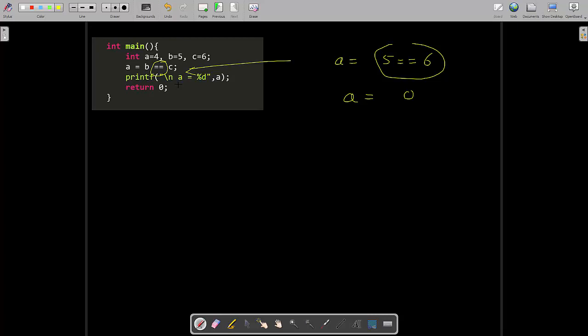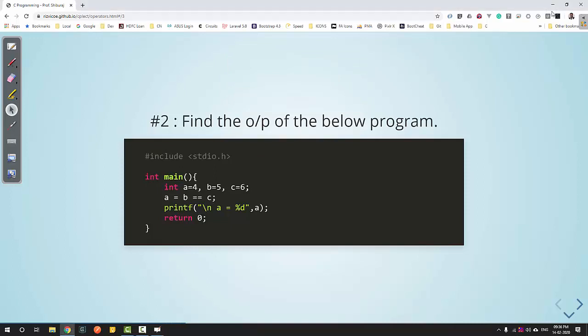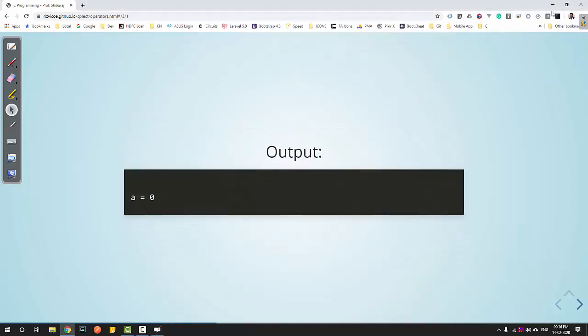Now if I see this printf command, it is going to print a equal to the value, and %d is nothing but 0, so 0 is going to be my output. If I go back to my page and go down, this is the correct output.